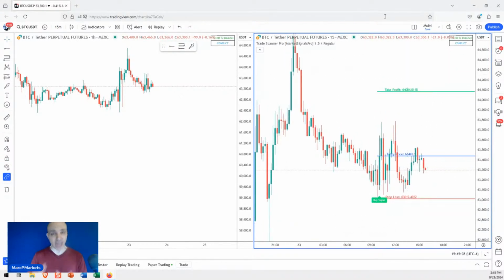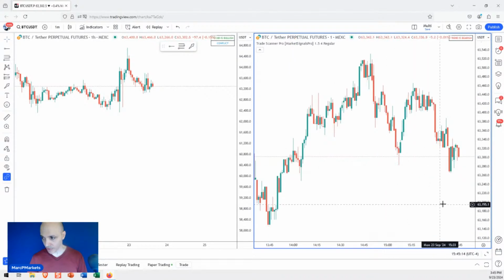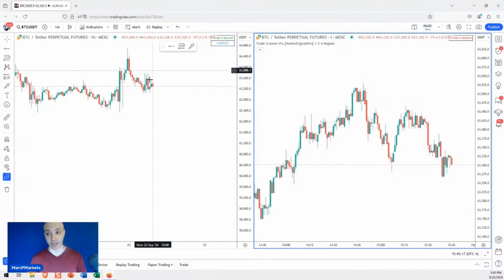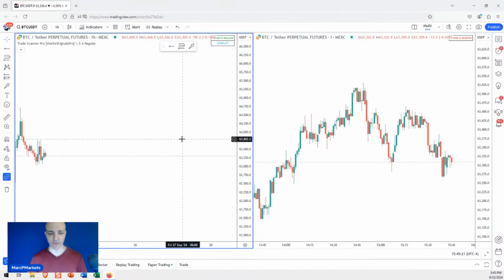Now, a 15-minute chart I would suggest for beginners, but I want to illustrate examples here, and I want you to see how the Trade Scanner Pro does things. So I'm switching to the 1 minute, right? Now, let me explain to you what the Trade Scanner Pro does exactly for those of you that are new.